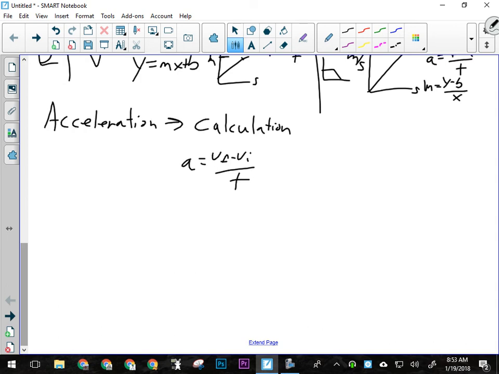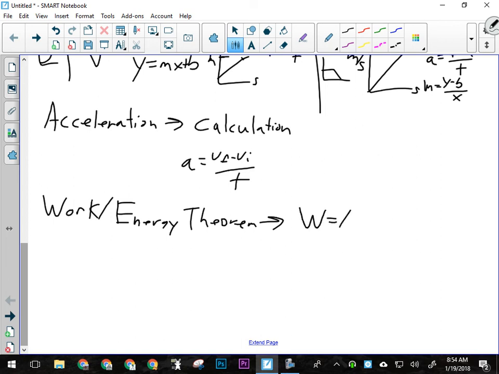Okay, from acceleration, we then went to what I thought is the most important concept in all of high school physics. Work energy theorem. You're definitely going to see at least one work energy theorem problem on your final exam. So what do we need to remember about the work energy theorem? That work is a change in energy, and that can also be calculated by multiplying force times distance.